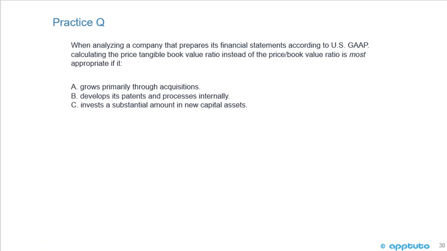A practice question here to help us. When analyzing a company that prepares its financial statements according to US GAAP, calculating the price tangible book value ratio instead of the price to book value ratio is most appropriate if A, it grows primarily through acquisitions, B, develops its patents and processes internally, or C, invests a substantial amount in new capital assets.